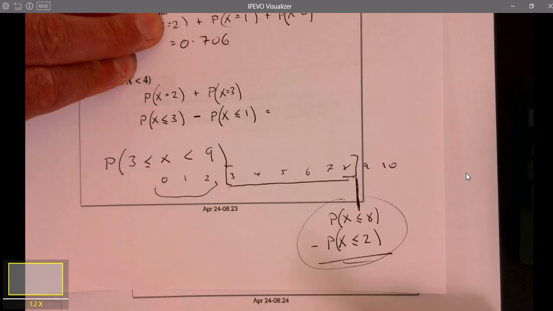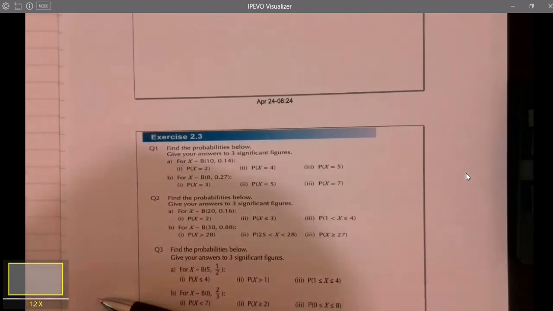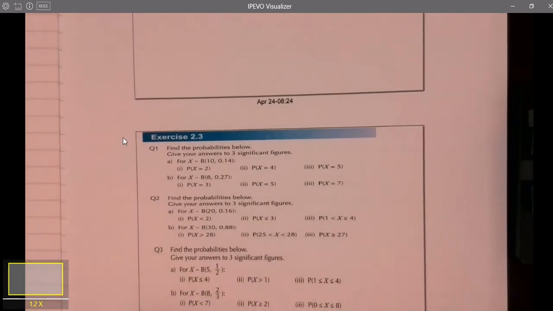So it's time for you to have a go at doing some questions on this, and hopefully see how you get on with those. All right, there you go.